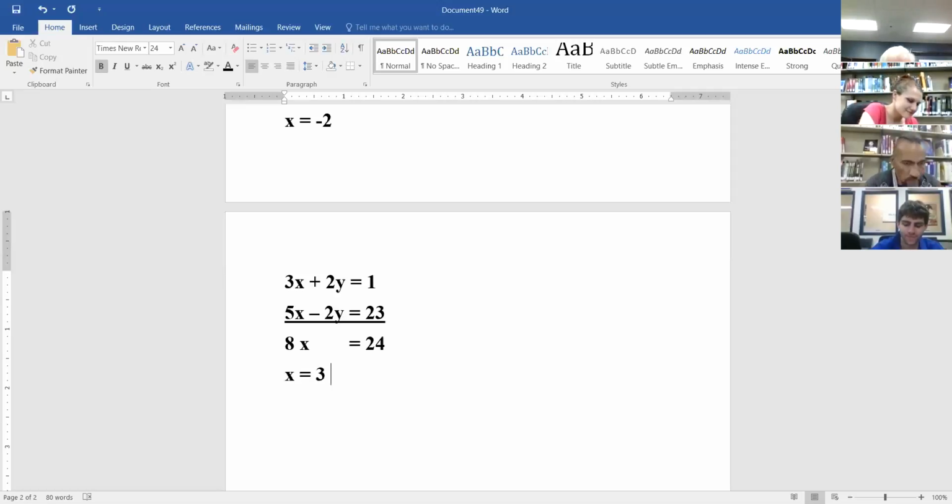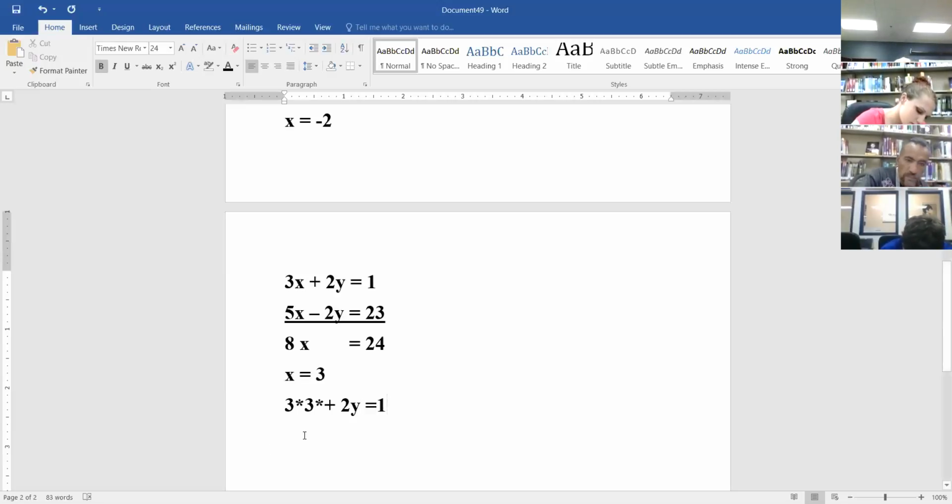Okay, having solved for x, let's get right back to work. Having solved for x, we can now solve for y. Again, we can substitute it into any equation we want, so I'm just going to put it into the first equation. It's going to make it 3 times 3 plus 2y equals 1.